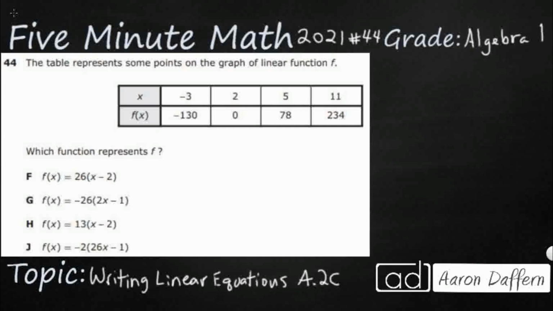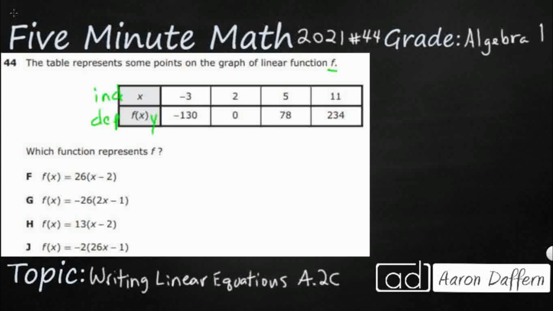So we have a table that represents some points on the graph of linear function f. All right, so it's a linear function. We've got x and f of x. Remember, our x is going to be our independent variable. That represents our domain. This is our dependent variable, so we can think of it as y if we want to, because it depends on what happens with our independent variable. So we need to find the function that represents f.